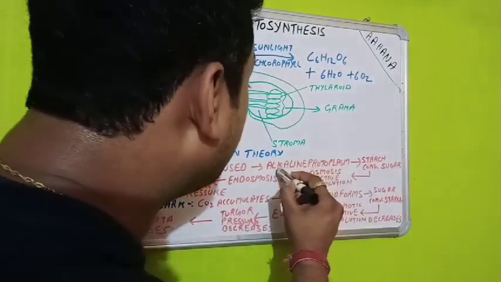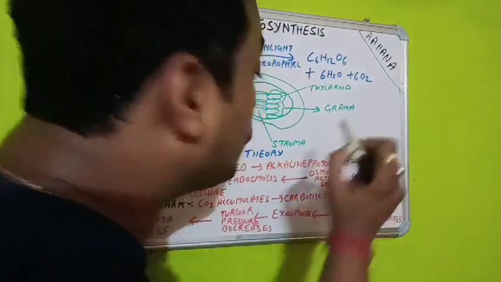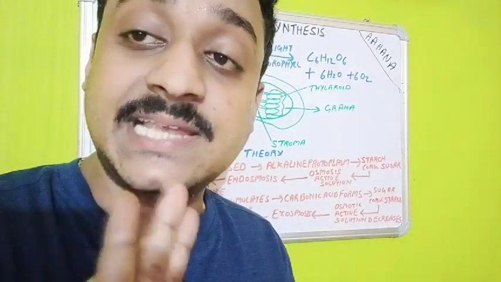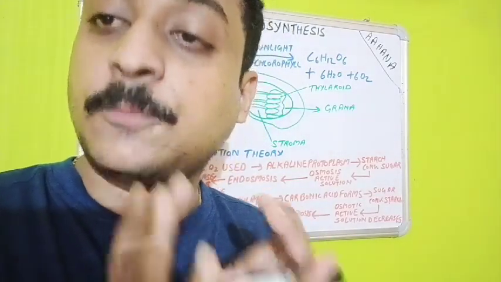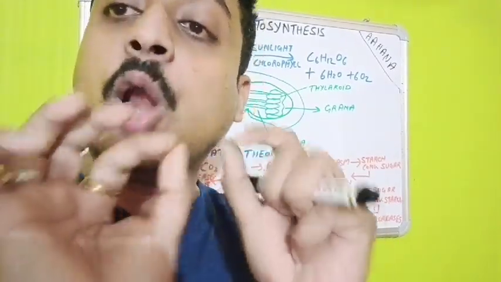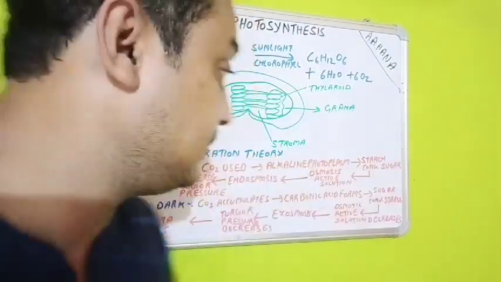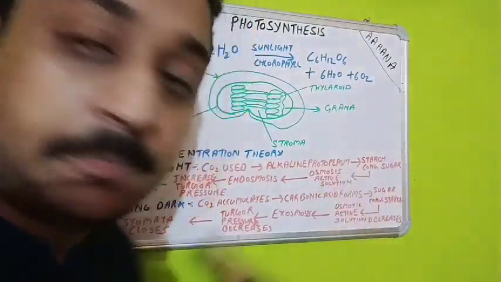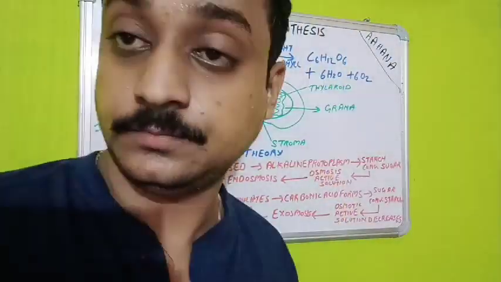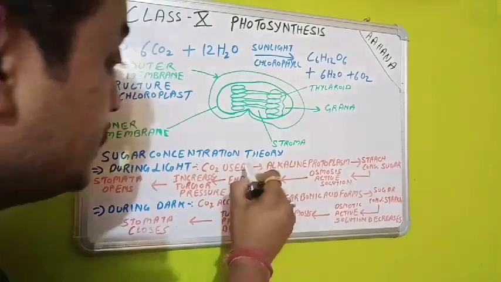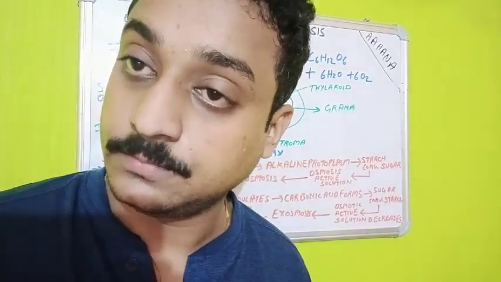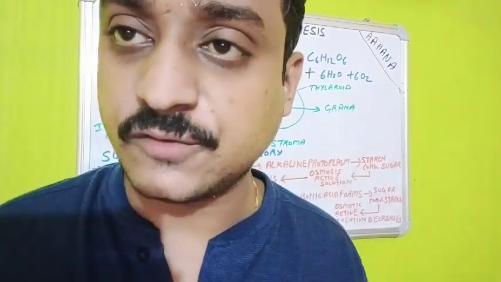So the protoplasm becomes alkaline. I have written here alkaline protoplasm. What is alkaline protoplasm? It means basic protoplasm, not acidic. The protoplasm becomes more basic. I repeat, not acidic, only basic. Then what happens? Starch will convert into sugar. The moment CO2 is used, the protoplasm becomes alkaline, and starch is converted to sugar. Complete conversion of starch to sugar.